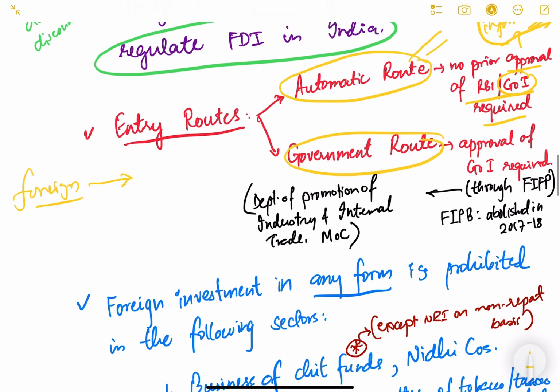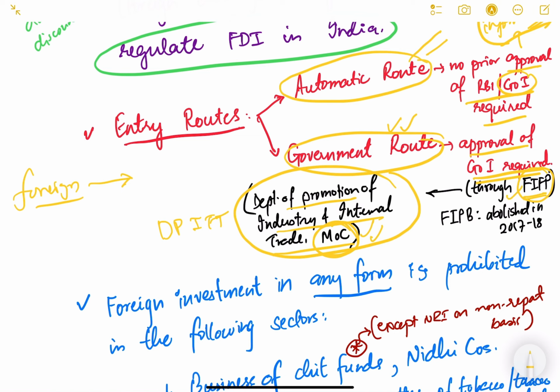Whereas through the government route, for certain sectors, for certain specific industries, Government of India approval is required. So how are they going to take approval of Government of India? They will apply online through the Foreign Investment Facilitation Portal. This portal belongs to the Department for Promotion of Industry and Internal Trade, DPIIT, which is a department under Ministry of Commerce and Industry, and this department has created this online portal.